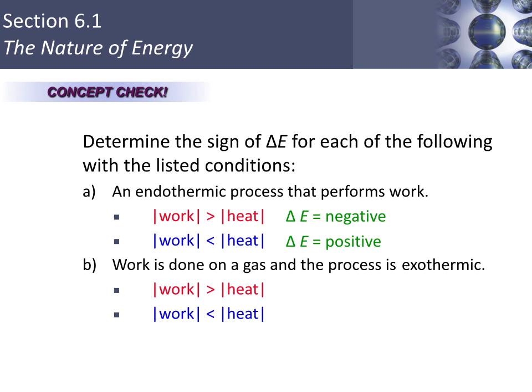For the next one, the work is done on a gas and the process is exothermic. So in this situation, Q is negative for an exothermic process and W is positive when the surroundings do work on the system. So for the first one, when work is greater than heat, that's W is greater than Q, then delta E will be positive. In the second situation, work is less than heat, so W is less than Q, and remember that Q is negative for an exothermic process, so delta E is going to be negative.